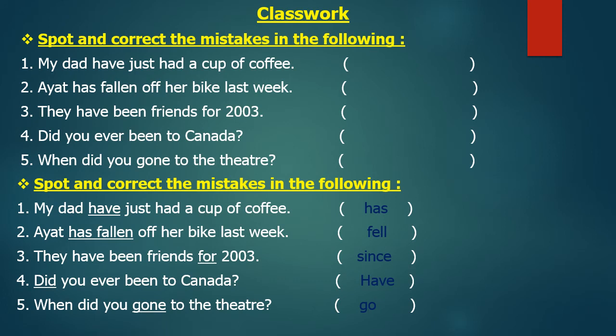Have you ever? Number 5, when did you gone to the theater? I have to change the word gone and write go. When did you go? Underline gone and write go. Or you can change the auxiliary verb. When have you? Okay?